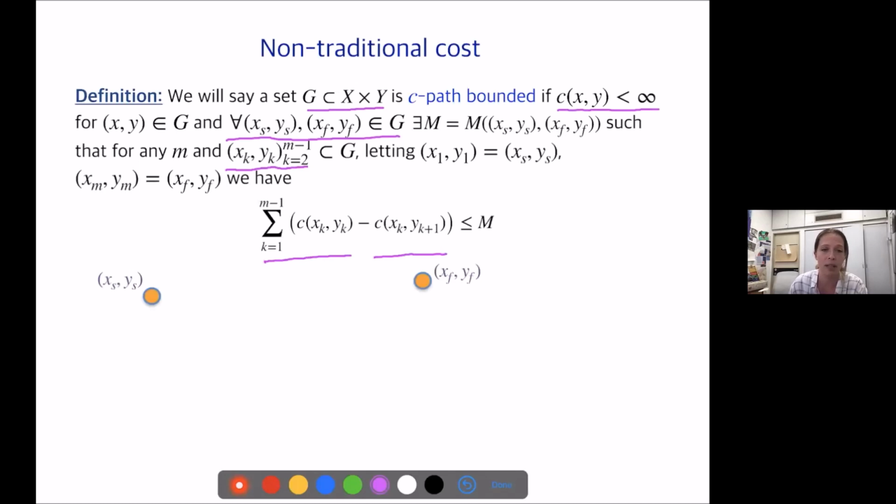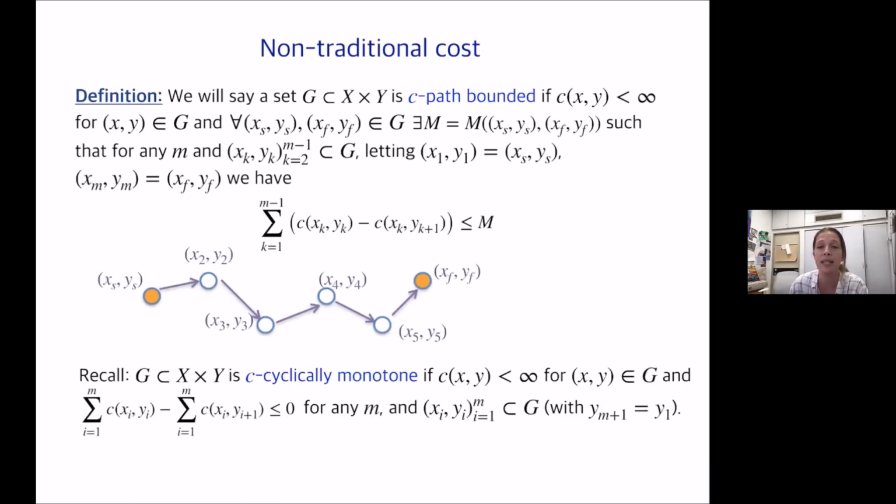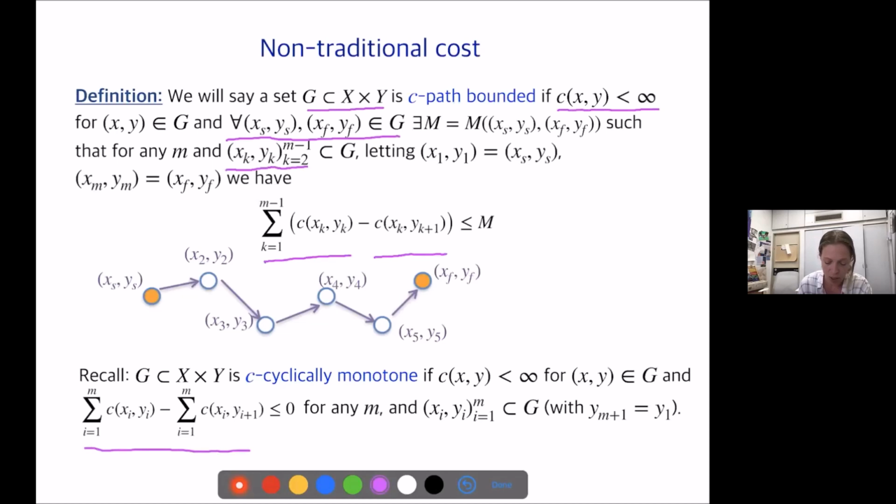So I have my starting and finish point, and I want this for any points in between, any number m of points in between. When I go between them, each time what I measure is the cost of the original point minus the cost of the x of the original point and the y of the next point. This total sum has to be bounded. Let's compare this with c-cyclically monotone that I defined just before. C-cyclically monotone was very similar. What it said is that this difference of the total cost and the total cost after changing an index has to be negative. But here my starting and my ending point are the same. I'm actually doing a cycle.